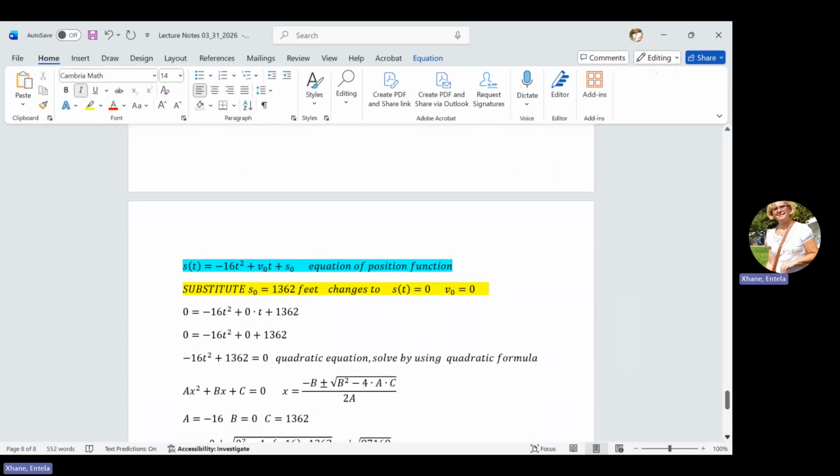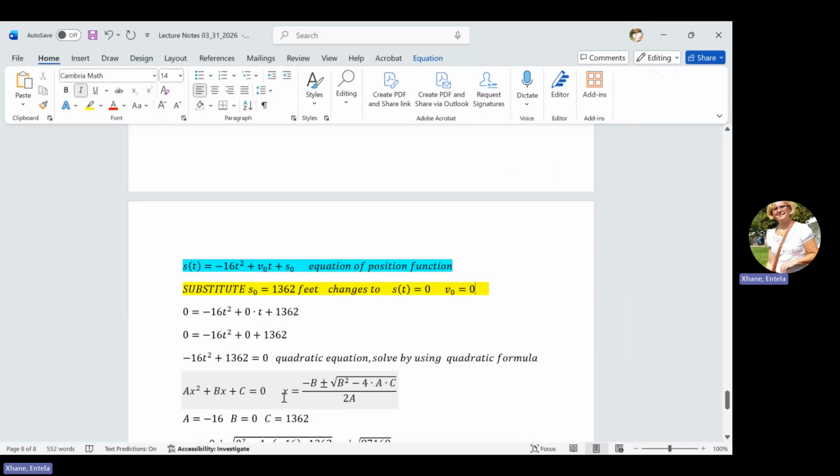into the equation. So S of t is 0, negative 16 t squared plus 0 times t, because v0 is 0, plus 1,362. So we get 0 times t is 0. So the remaining is going to be a quadratic equation, using the quadratic formula to solve it.